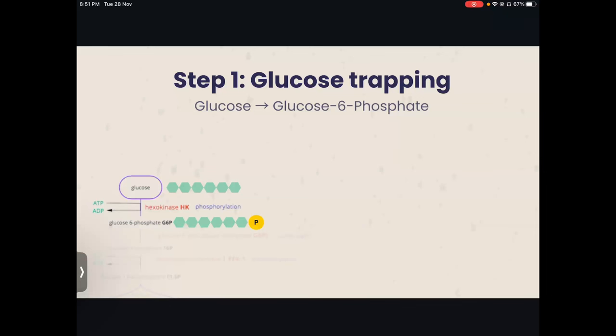So you can see here, I wish I had a pointer right now, but I couldn't find a way to activate it. Sorry. So you have glucose, the six rectangles or the six carbons, and then it is phosphorylated, and you end up with those six carbons with that yellow phosphate circle. So this means it's glucose 6 phosphate. Six phosphate means it's on the sixth carbon. The phosphate is on the sixth carbon. Simple enough.